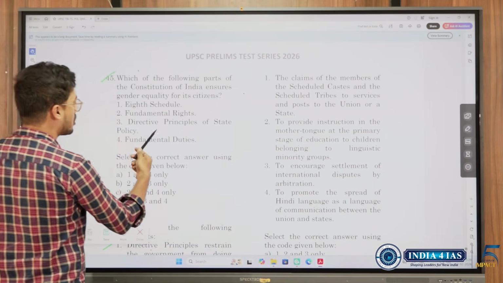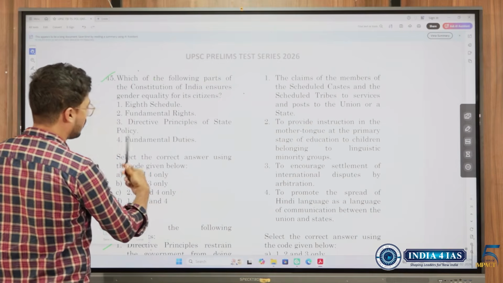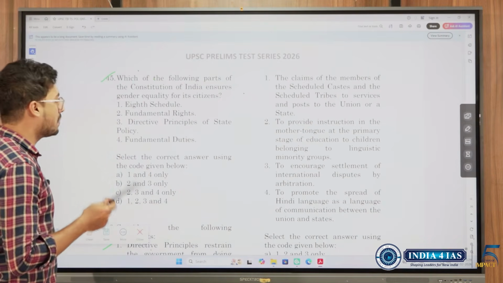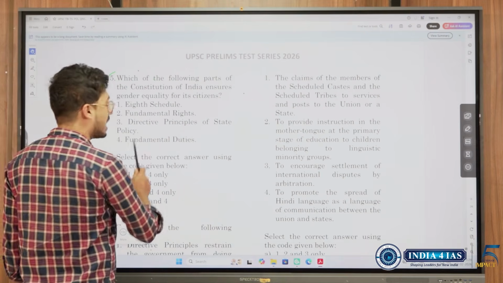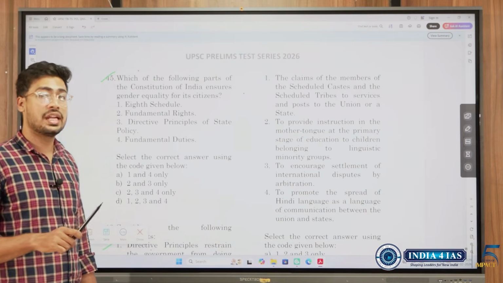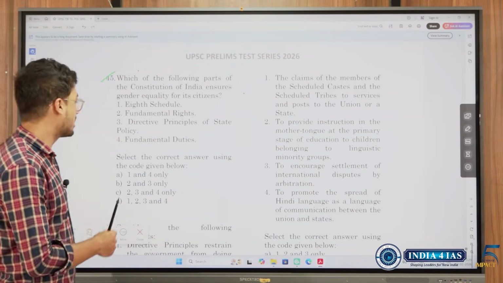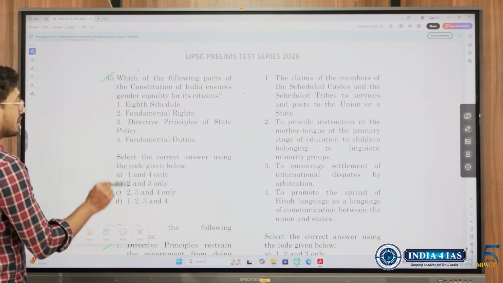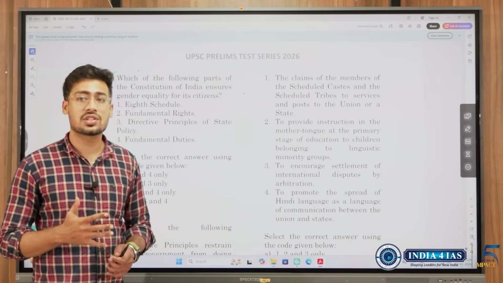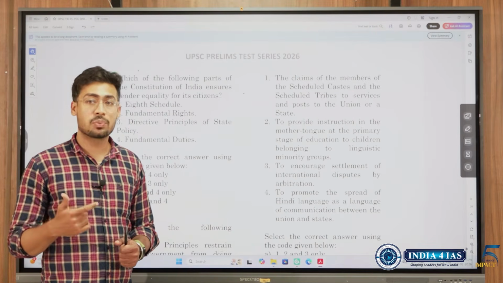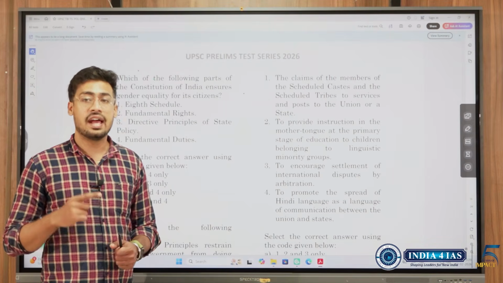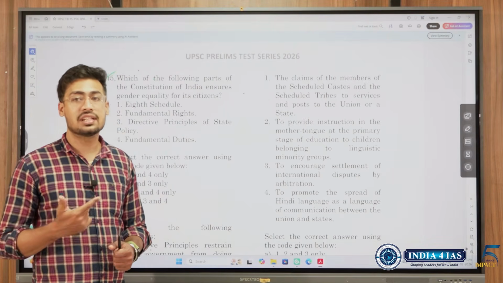I spoke about this question because DPSP and fundamental duties very implicitly mention gender equality. If you're not able to recall the articles of DPSP as well as fundamental duties, then you may not think about it. That is why I discussed this question. Whenever questions are asked on fundamental rights, DPSP, fundamental duties, you need to recall the provisions of each of those articles and then think whether it is correct or wrong.